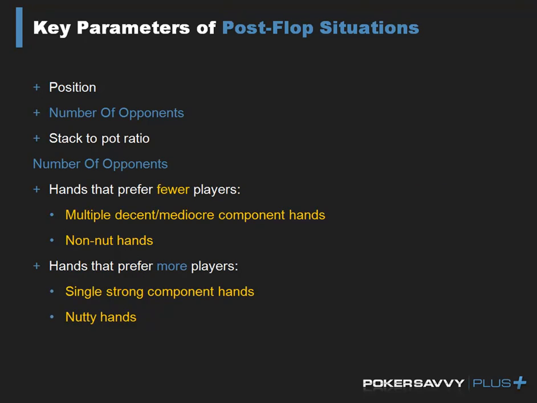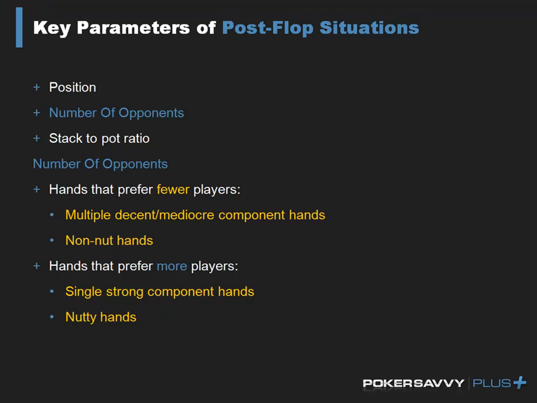Again, we're making big generalizations here, but this is always the place to start from. Big generalizations, you can filter down to individual decisions. Hands that prefer fewer players are any non-nut hands, any multiple decent component hands, hands that are balanced across a range of situations, and, thinking back to the idea of the distribution of equities, hands that have a relatively smooth distribution of equities. Your Jack 9-8-6 double suited hand, this hand would prefer to be heads up versus in a 4-5 way pot, because in a 4-5 way pot, nuttiness becomes more important. In a 4-5 way pot, the ability to hammer a flop really hard becomes more important.